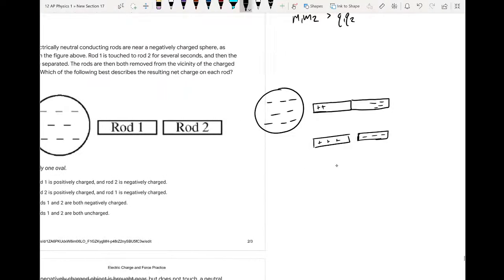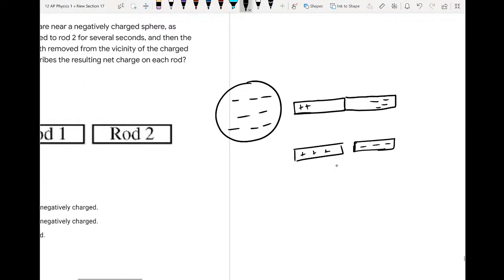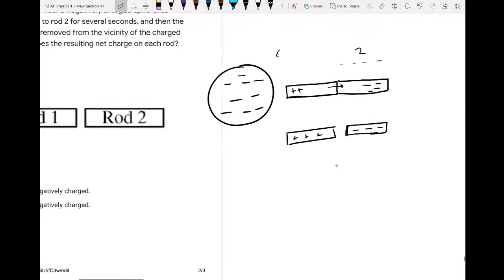So these rods are conductors. When we bring them next to each other, they kind of become one object, and the electrons are going to be repelled from this negative sphere, and they're going to go as far away as they can. So a lot of our electrons are going to go to this second rod. They're going to be able to move here because we have this solid conductor essentially. So they'll be able to just move over there, and we'll get a lot of negatives in rod 2.